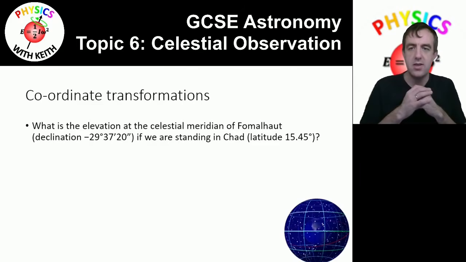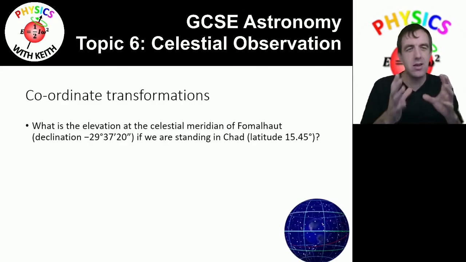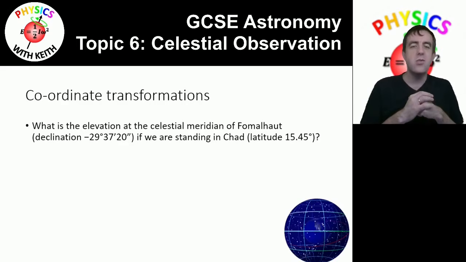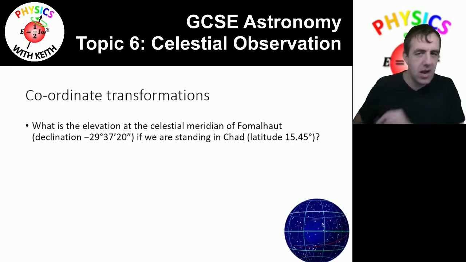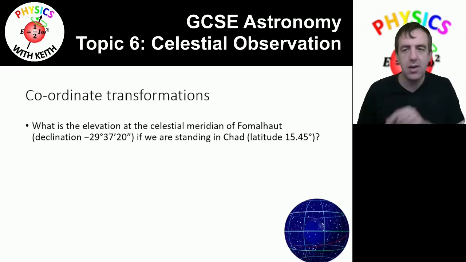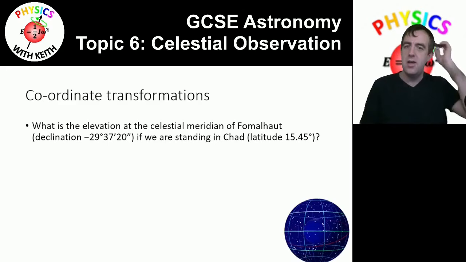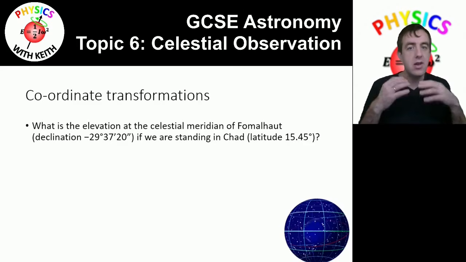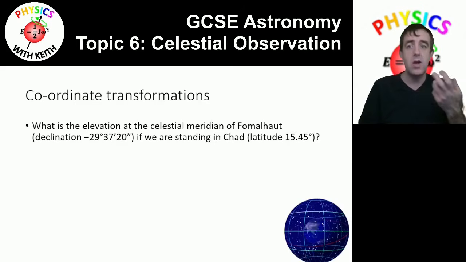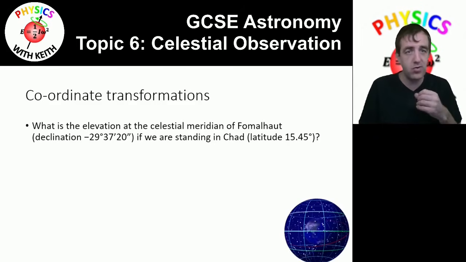Fomalhaut has a declination of, and I've given the angle in a horrible way, minus 29 degrees, 57 minutes, or arc minutes, and 20 arc seconds. We're standing in Chad, in Africa, with a latitude of 15.45 degrees north. And what I would like to know is, what is the elevation? So pause the video if you want to try and work it out.